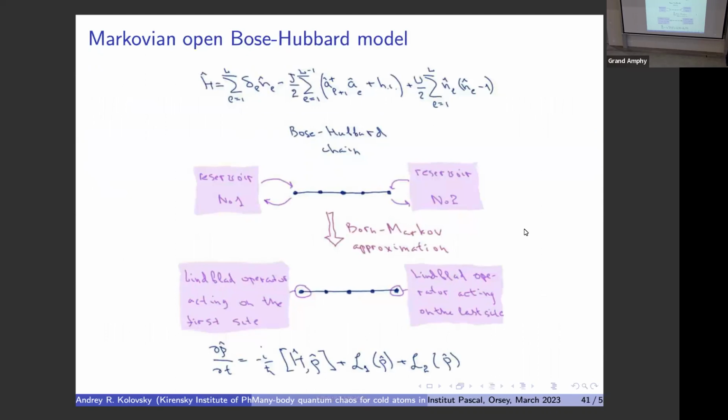Okay, again, just to show what we have. We have a Hamiltonian and a reservoir, one reservoir. They exchange particles using this coupling, we use the Markov approximation and get this master equation for the reduced density matrix of the atoms in the chain. We trace out all degrees of freedom related to the reservoir.